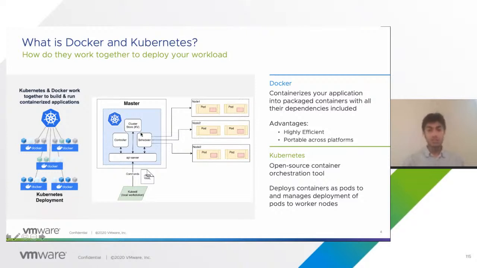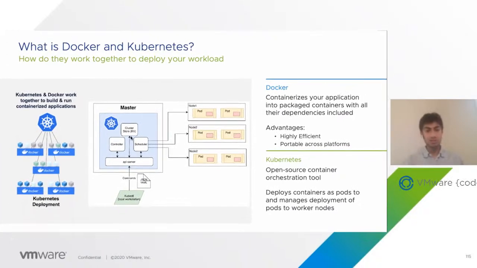So I like this picture over here. You can see the master node, and that's going to have your controller, your scheduler, your cluster store, and the API server. And then you can see you have kubectl, which is basically how you interact with Kubernetes, and that's done on the master node. And then this intermediary, which is usually YAML, which stands for yet another markup language. And that's how you give these definitions for how you want these pods to be deployed on the nodes. And then over here, of course, you have your nodes, your pods, and then the red is your containers, and those are created by Docker. So Kubernetes and Docker work together to build and run containerized applications.